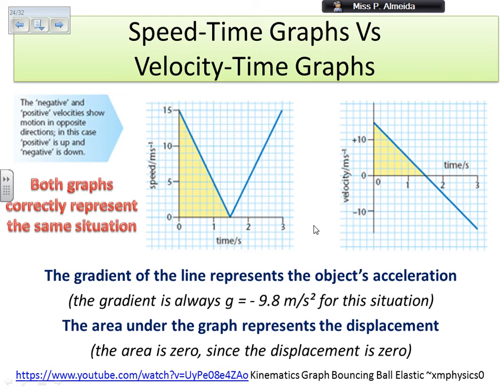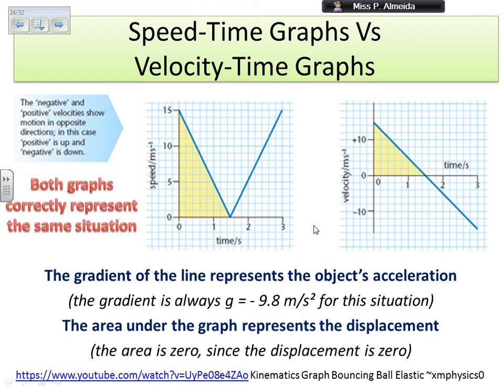Alright? Let me just check if I said everything in here. So the negative and positive velocities, so the motion in opposite directions, I told you this. In this case, positive is up and negative is down. Alright, the gradient of the line represents the object's acceleration, okay? Now, because this is a free fall, because I'm throwing the ball and no other forces besides gravity are acting on my ball, my gradient is always equal to the gravitational field strength, which is 9.81. So I'm assuming that going down is negative. So my g, my gradient, is going to be minus 9.81 meters per second squared, okay?